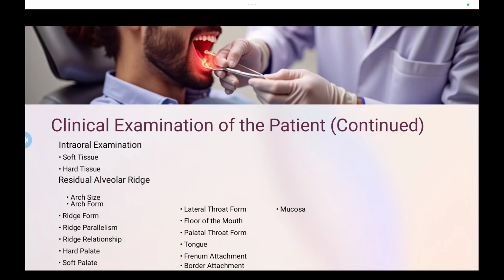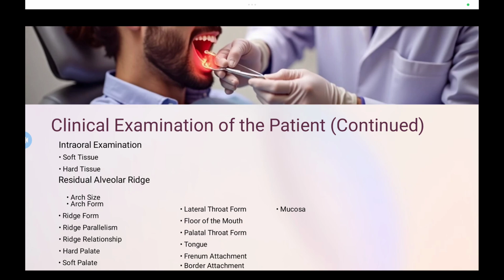Now we will discuss the residual alveolar ridge. Residual alveolar ridge evaluation involves arc size, arc form, ridge parallelism, ridge relationship, hard palate, soft palate, lateral throat form, floor of the mouth, palatal throat form, tongue, frenum attachment, border attachment, and the examination of the mucosa. We will discuss this in detail. Residual alveolar ridge arc size.